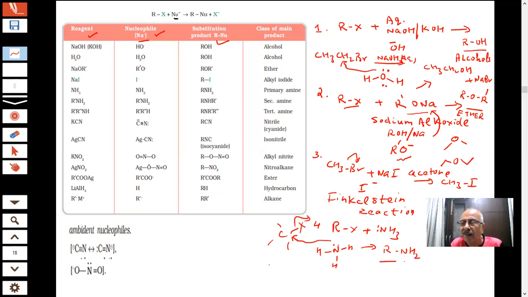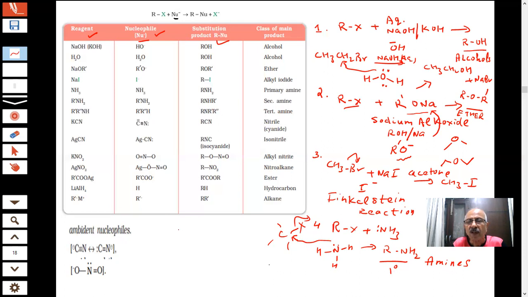RNH2. What is RNH2? What are these compounds? What is this compound known as? These are amines. Actually, this nitrogen is attached to one carbon. This is an example of a 1 degree amine. Primary amine, I am saying it is a primary amine.